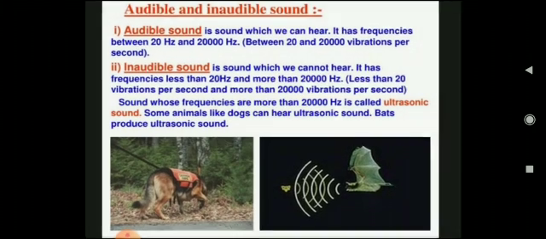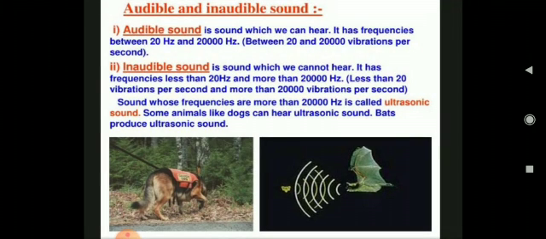Now we'll talk about the next topic, that is audible and inaudible sound. Students, there are sounds which are audible and there are some sounds which are not audible. Audible sound is the sound which we can hear. It has frequencies between 20 hertz and 20,000 hertz. Inaudible sound is sound which we cannot hear. It has frequencies less than 20 hertz and more than 20,000 hertz.